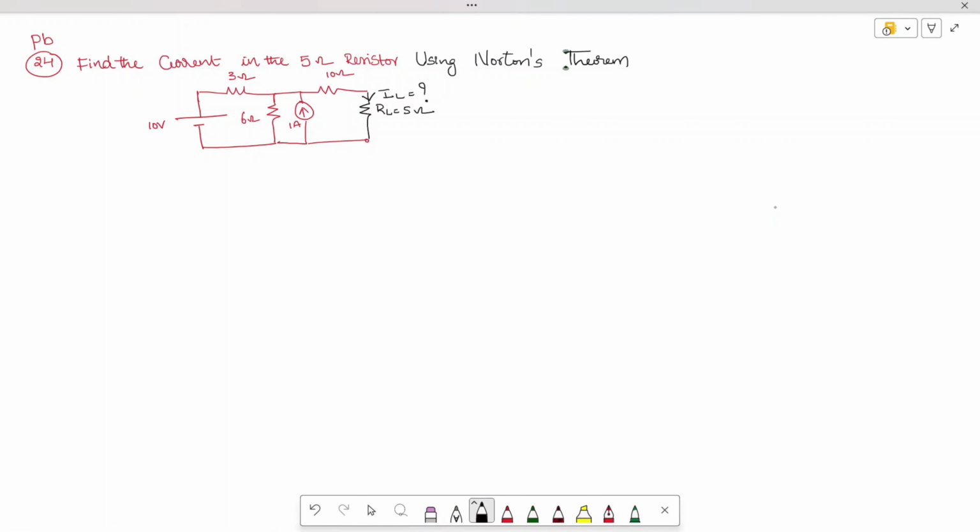Today we are going to find the solution for problem number 24. So this is the network given to us. It is asking us to find the current in the 5 ohm resistor using Norton's theorem. Okay. So this is very simple to find out.